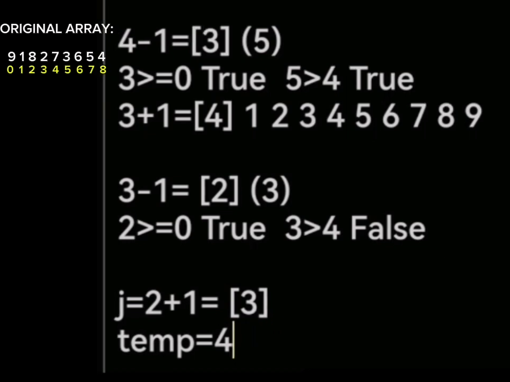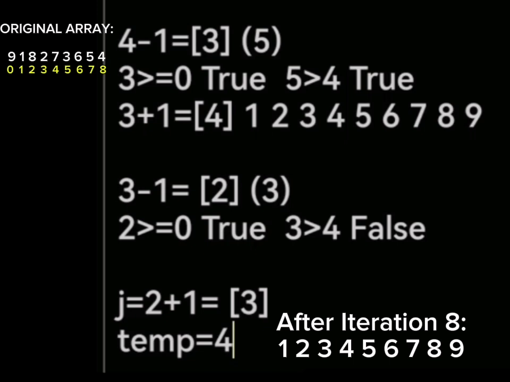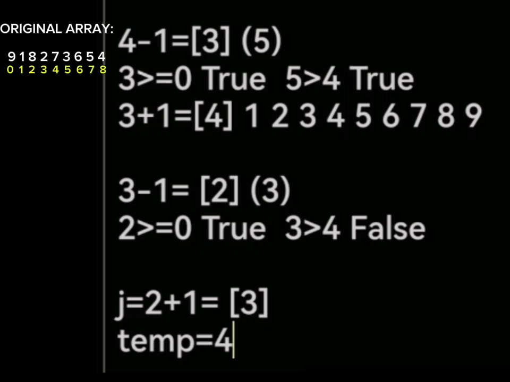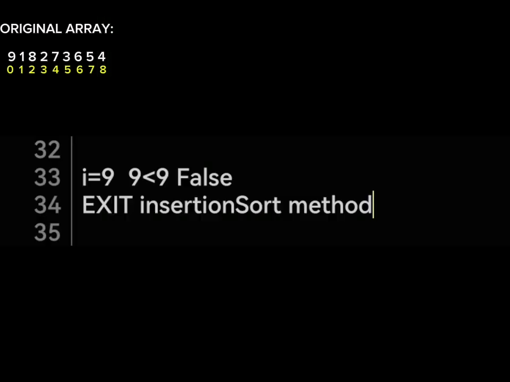Tayo sa ating printing. So after iteration 8, yung magiging arrangement na po ng ating array ay 1, 2, 3, 4, 5, 6, 7, 8, and 9. After incrementation, so yung I natin ay naging 9 na po. So 9 lesser than 9, so false. So meaning, since nag-false na po, ibig sabihin ay i-exit na po tayo sa ating insertion sort method.